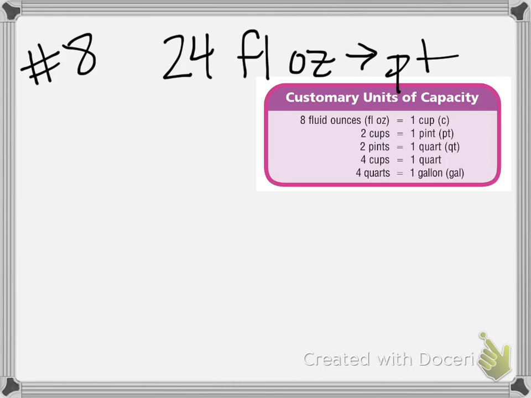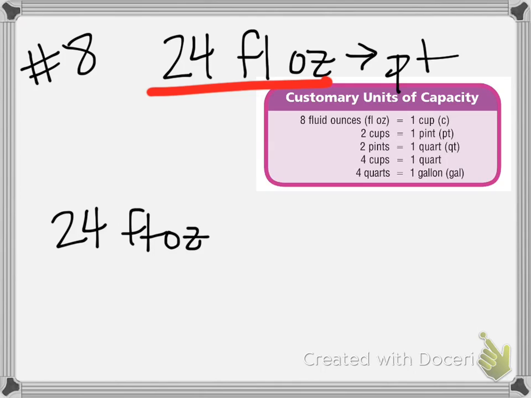All right, hopefully you had enough time to do that. So let's take a look. We're going to start with our initial value here of 24 fluid ounces over 1, because we want to make it a fraction. And what we're looking for is pints to ounces or ounces to pints. And if you look, it's going to take a couple conversions. So first of all, if you notice, we can go from ounces to cups and then from cups to pints. Okay, so we're going to have to do 2 separate conversions.